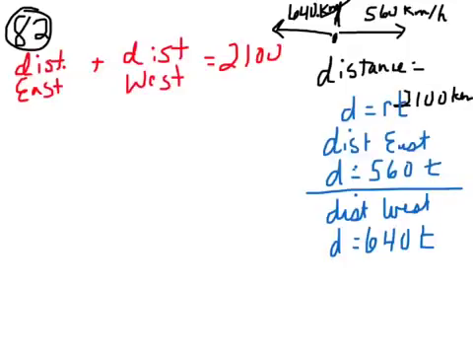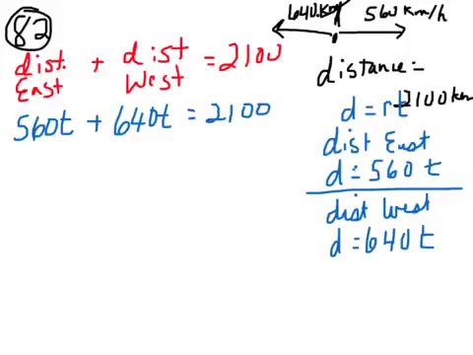because they both are flying the same amount of time. So if you do it this way, you actually have just one variable. And we could say, okay, the eastbound plane has a distance of 560t, and the westbound plane has a distance of 640t, and it's equal to 2100. And this is going to be pretty easy to solve, because all we have to do is add these two numbers together. 0 and 0 make 0, 6 and 4 make 10, put down a 0, carry your 1, 11 and 1 make 12. So we have 1200t is equal to 2100.